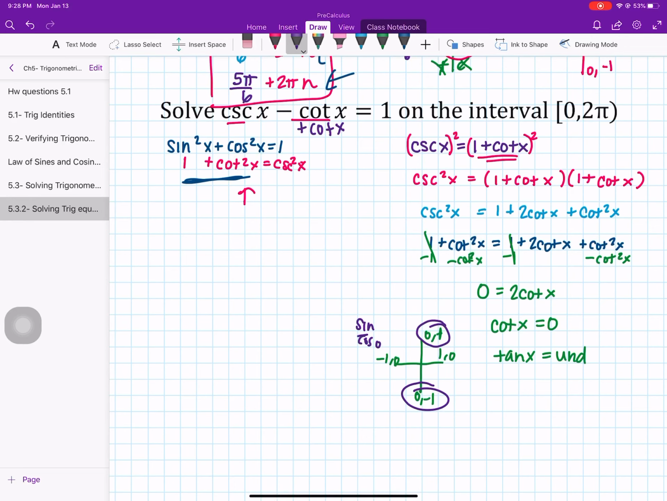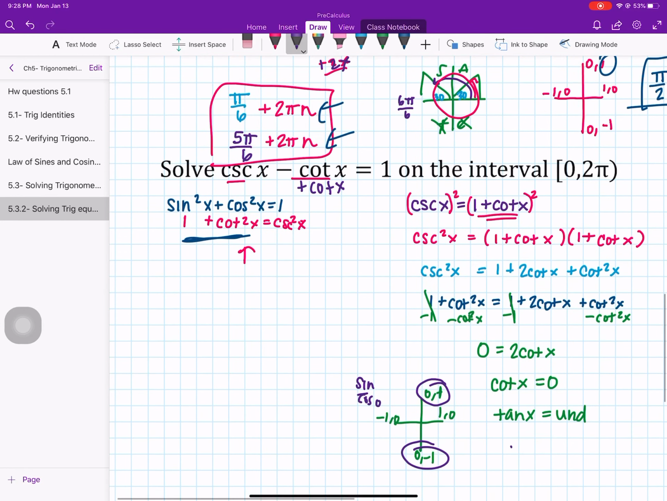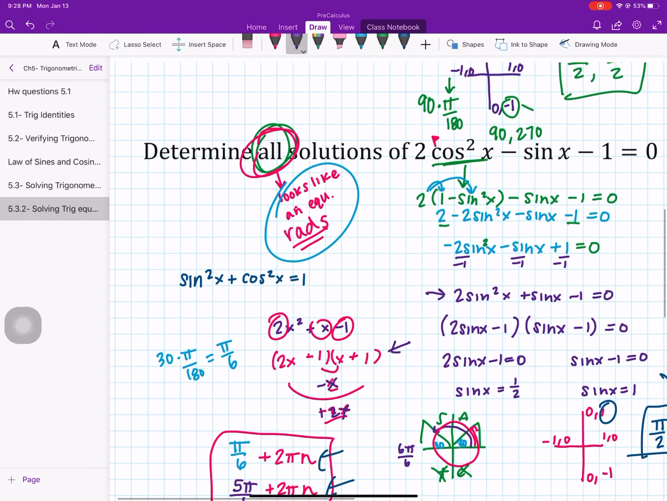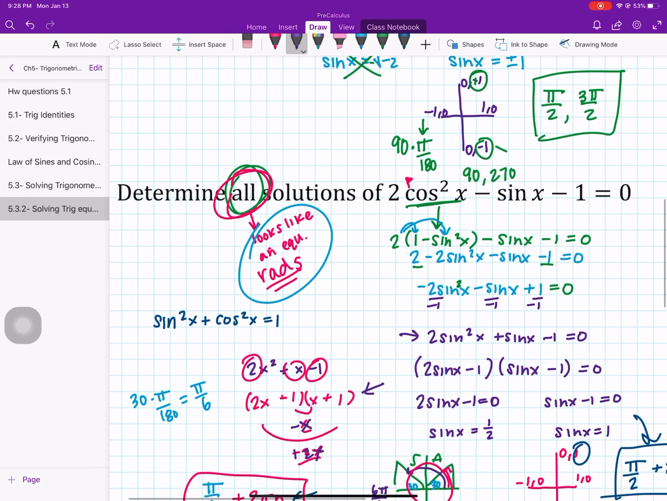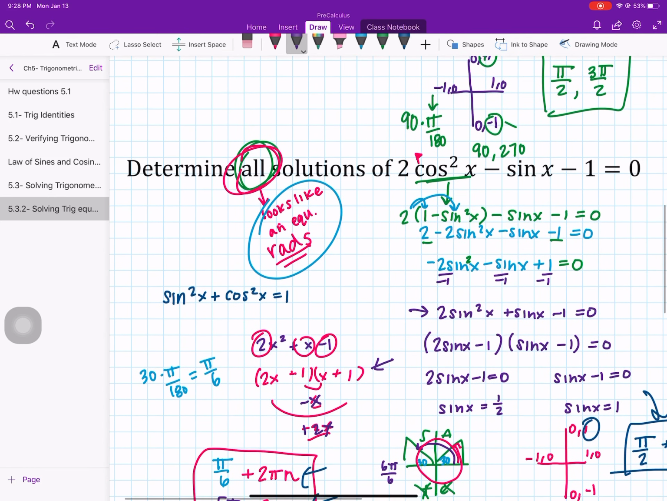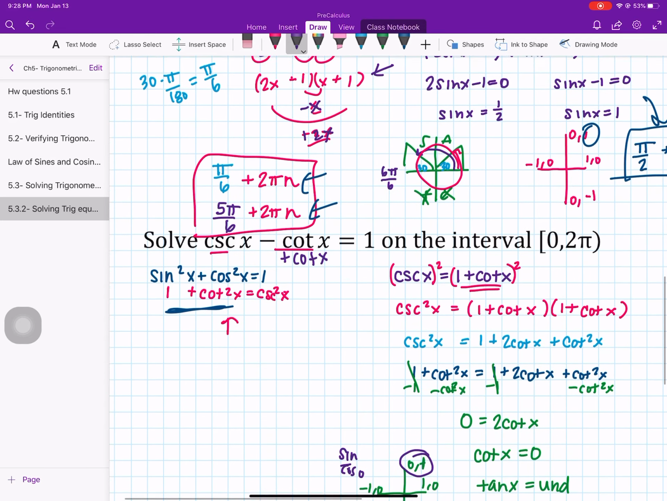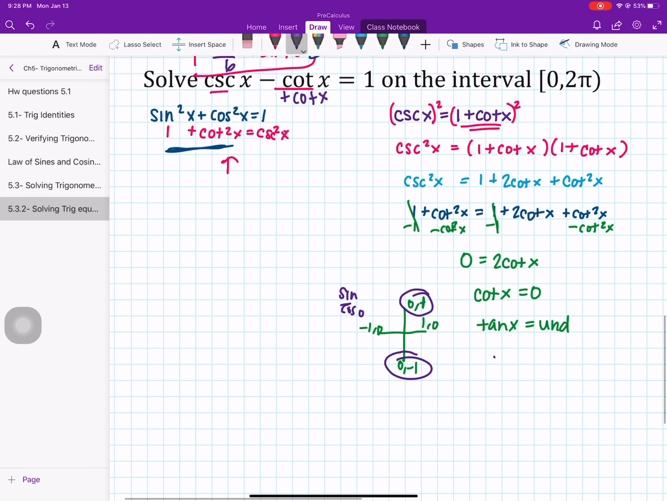So I get 90, and I'm on my interval 0... we've got to scroll up really far. Determine all solutions. Oops, sorry, I scrolled up too far. 0 to 2 pi. So pi over 2 and 3 pi over 2.